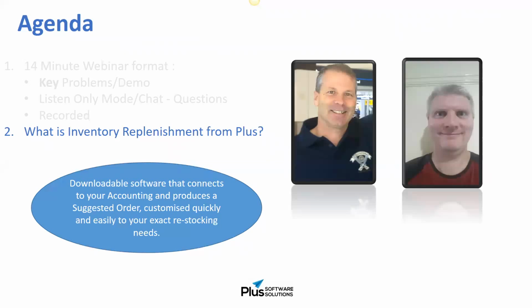So this is, of course, all about inventory replenishment. What is inventory replenishment from Plus Software? Well, it's software you can download from our Plus Software website. It connects to your accounting system and it produces a suggested order across normal inventory or jobs or manufacturing. And you can quickly and easily customize that exact stock selection. And we'll talk about that in the demonstration and show you how it all works today.